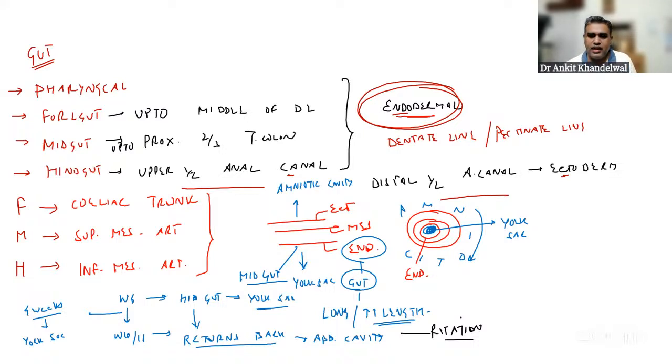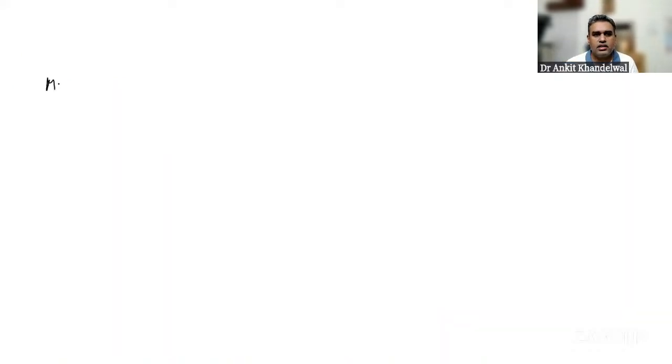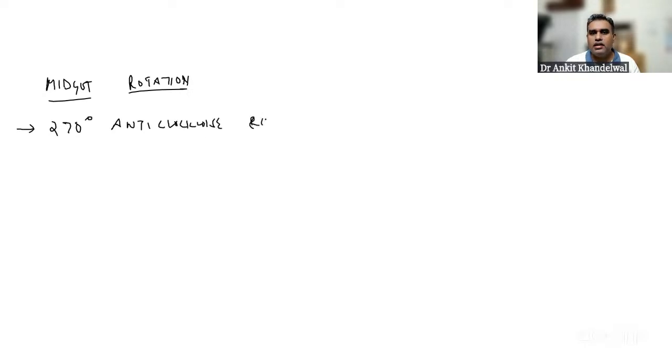Now that rotation is known as midgut rotation. I hope you got the point. Midgut rotation. And just to tell you, a single-line question can come, or they can ask in vivas, how much does the midgut rotate? The straightforward answer is it is a 270-degree anti-clockwise rotation. How much? 270 degrees anti-clockwise rotation.